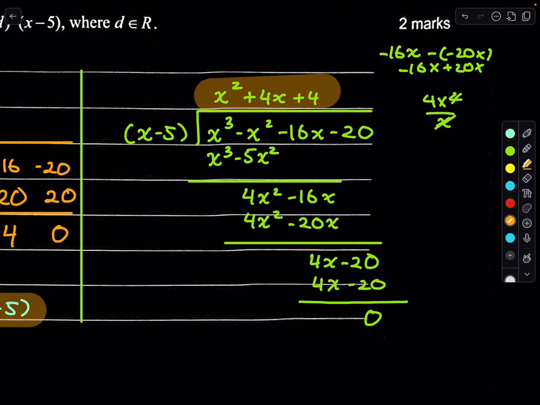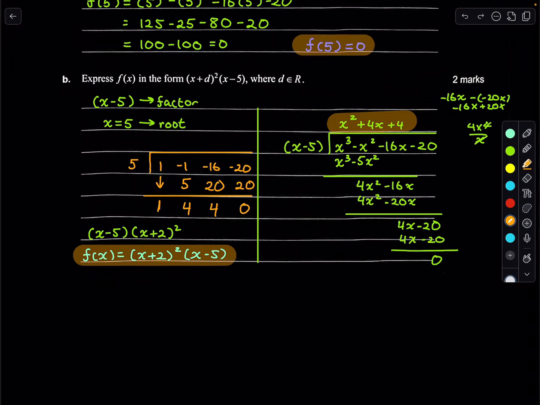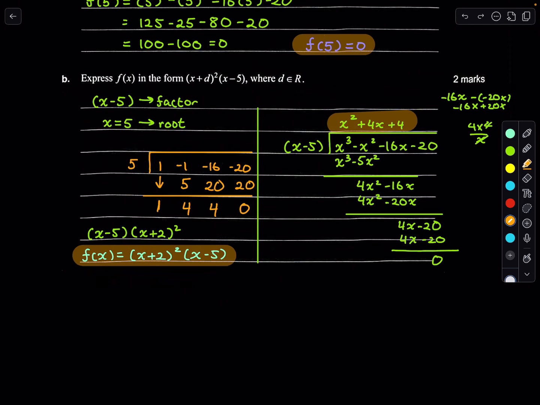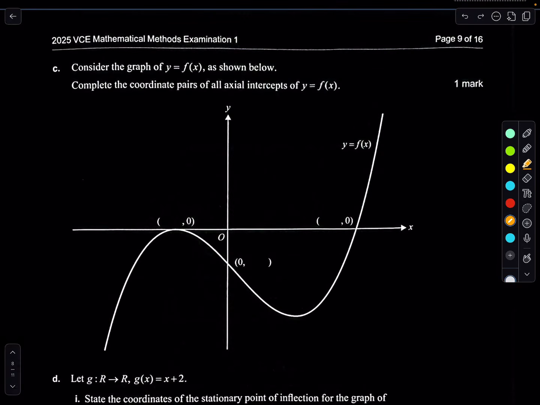But at the end of the day, look, this is all we wanted. This over here. Look how easily we factorized it. This is the same step, but this made our life so much easier, just quicker. Do you see how quick it is? And yeah, choose whichever you find better. But at the end of the day, you should get the same answer. Really nice. Not too bad. Beautiful. Next question. Consider the graph of f(x) now and complete the coordinate pairs with the axial intercepts.